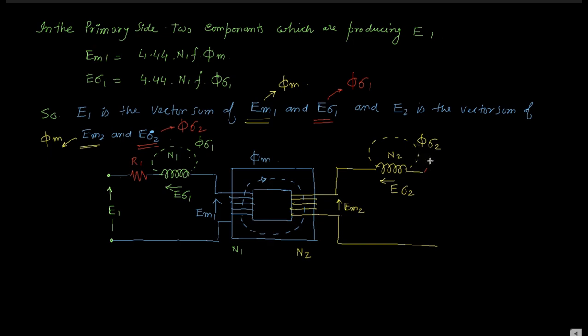Likewise this is R2, which is the resistance of the secondary side winding. Did you get my point? Now this is the secondary side terminal, so E2 is the induced EMF, that is the generated EMF from the secondary side, and this E2 is nothing but the summation of E sigma 2 and EM2. Likewise this is the primary side E1, which is the vector sum of E sigma 1 and EM1. Now you complete the diagram like this.